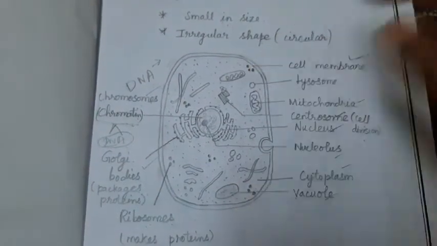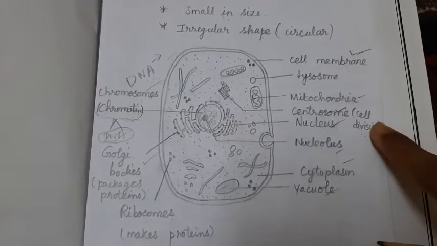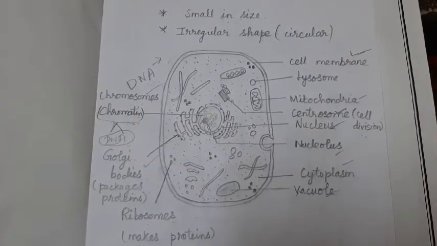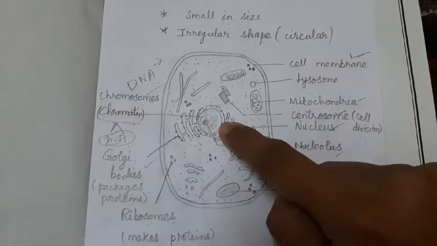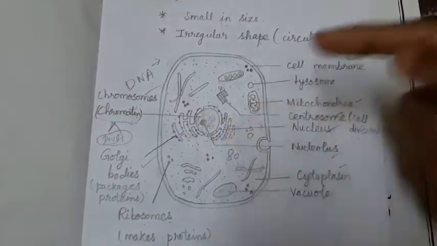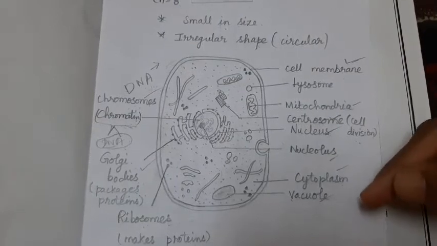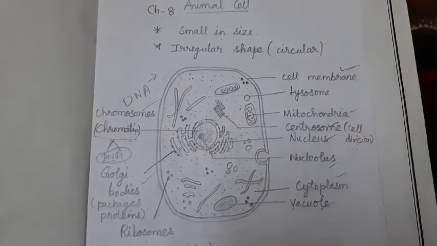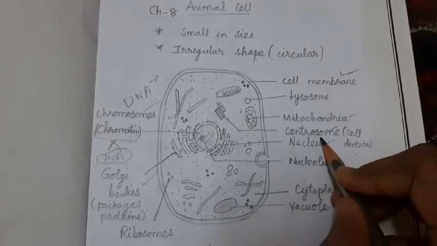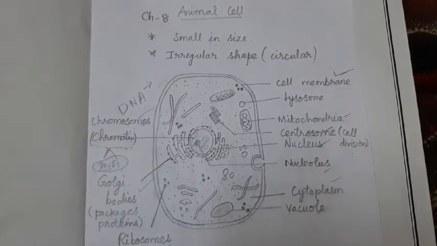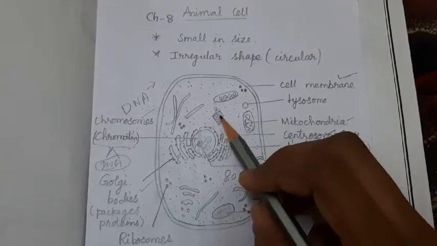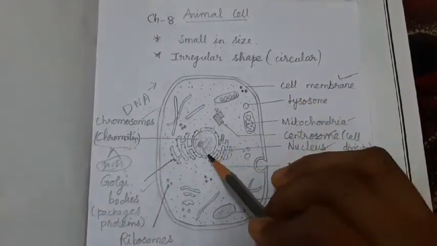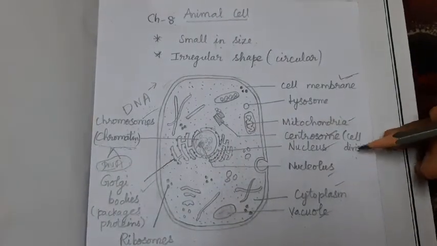The parent cell, when it is undergoing cell division, forms two new daughter cells. So the chromosomes from the parent cell have to be transferred to its daughter cells also. Yes or no? So who is doing that work? That work is done by the centrosome. The centrosome in the animal cell is responsible for transferring the chromosomes to the daughter cells during cell division.